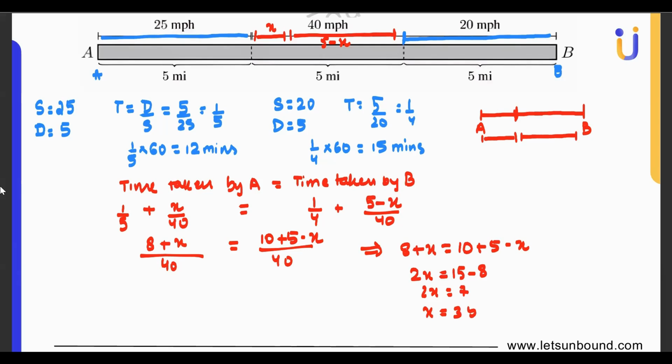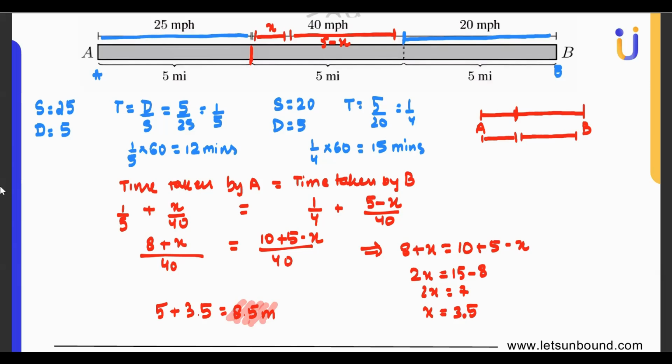Now remember, 3.5 is not my answer, so don't be in a hurry to look for your answer in the options. It has covered 5 miles from the start and 3.5 miles extra from this stretch. So the total distance covered by A will be 5 plus 3.5, which is 8.5 miles in total. So when it starts from A, it will cover 8.5 miles to meet the other car traveling from B.